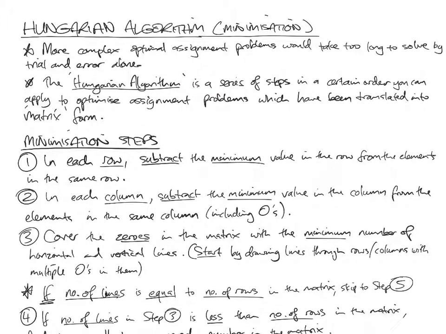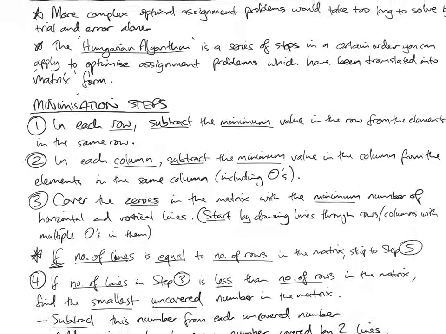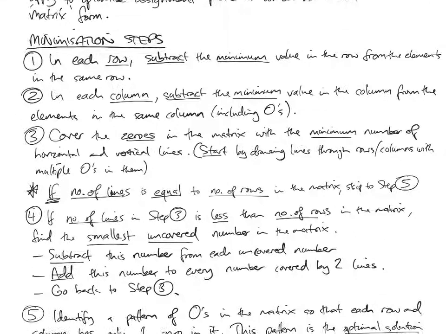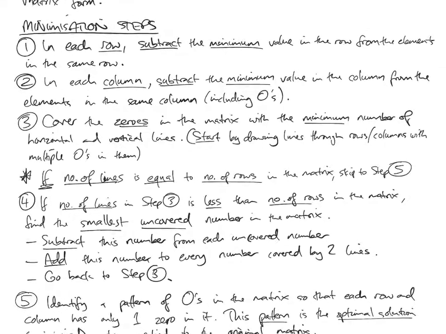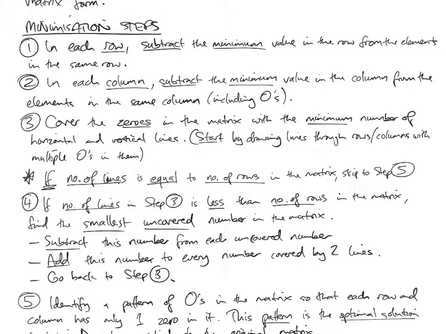The Hungarian algorithm is a series of steps in a certain order that you can apply to optimize assignment problems, which you've translated into matrix form to start off with. Alright, so these are the steps that you are going to use when you're minimizing using the Hungarian algorithm. We start off with minimization because maximization is very similar except for one initial step that you do first to maximize. So with minimization, step 1, in each row of the matrix, you subtract the minimum value in the row from the elements in that same row.